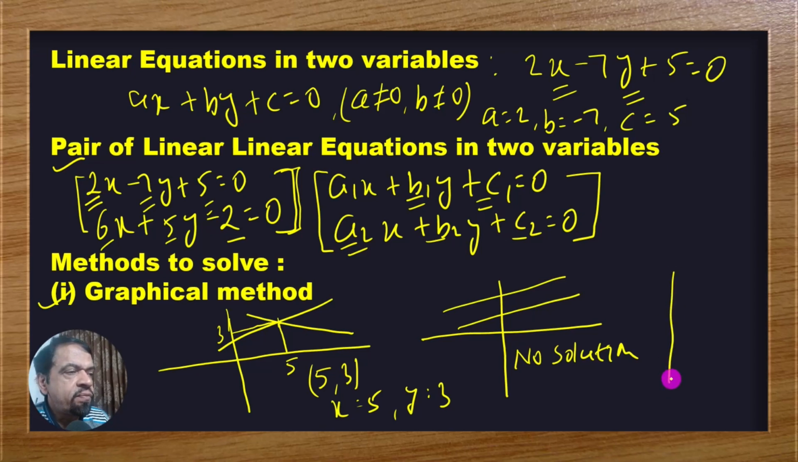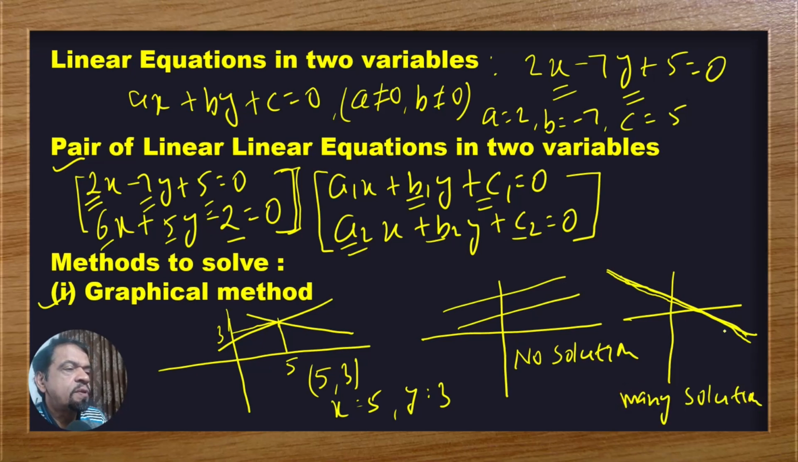And the third kind of nature, the lines may coincide. Coincide means one on top of the other. Coincident lines, one on another. So this gives many solutions because they are common at infinite points. So simply for coincident lines we will write infinitely many solutions because they are in touch at infinite points. So these are the three kinds of nature of graph.